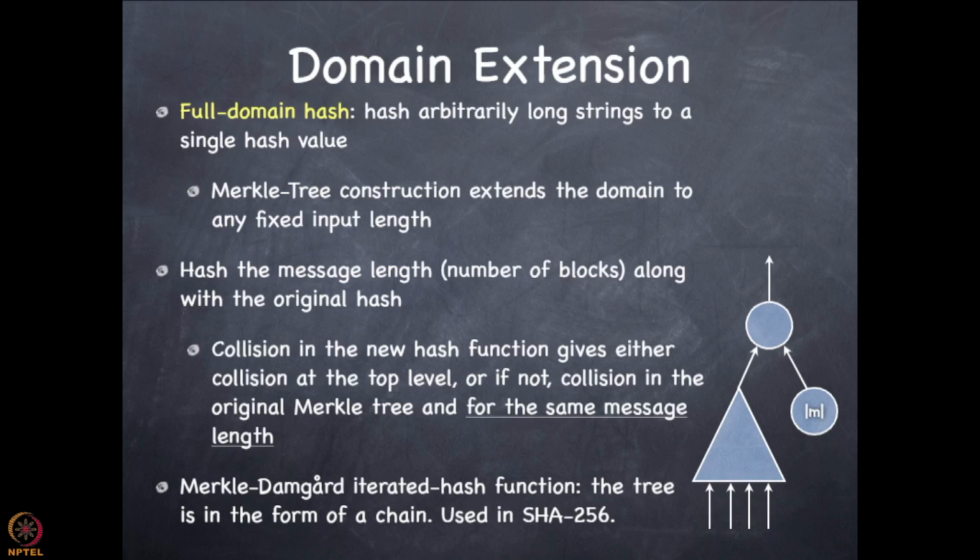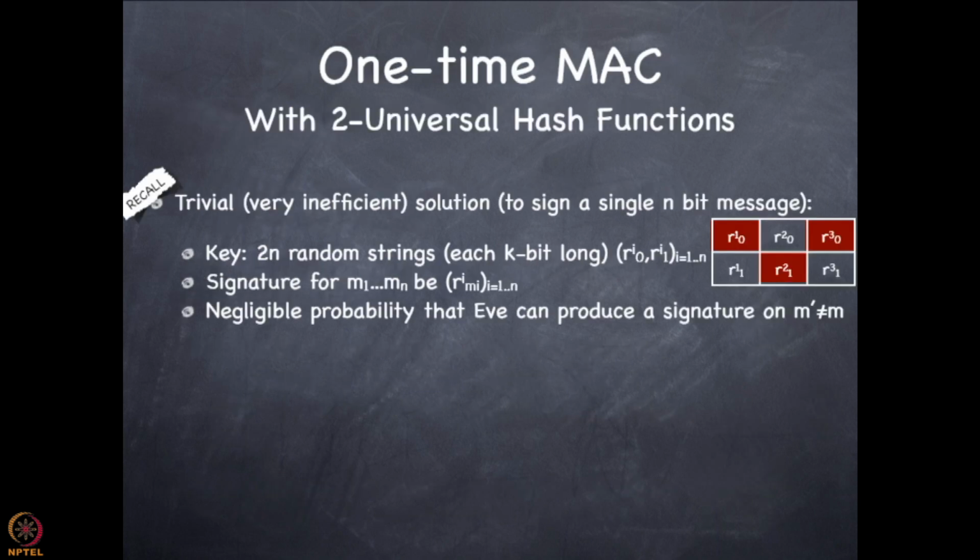So this is a very standard approach to constructing hash functions. If you look inside things like SHA-256, this is what's going on. It's called the Merkle-Damgard iterated hash function. There, the tree is not in the form of a balanced binary tree; it's in the form of a chain, but still the same argument. Okay, so any questions on CRHF so far?